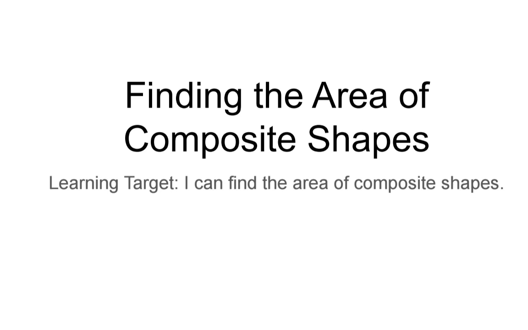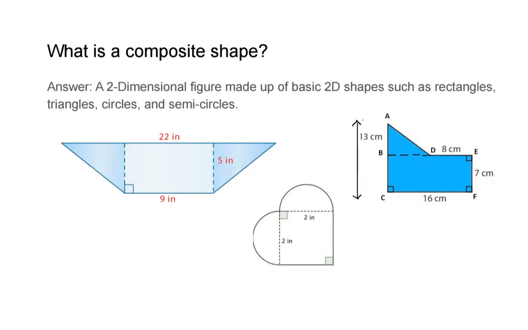In this video, we're going to talk about how to find the area of composite shapes. So the first question I want to answer is, what is a composite shape? A composite shape is a two-dimensional figure made up of basic two-dimensional shapes such as rectangles, triangles, circles, and semicircles. Those are just some examples. It can include other basic shapes as well, but here are some examples of what a composite shape might look like. Just notice that it is made up of a bunch of different shapes.